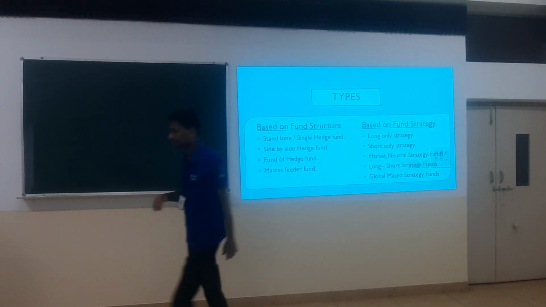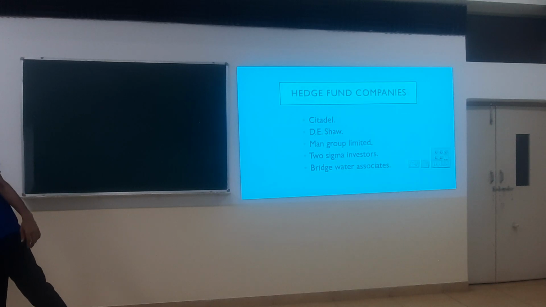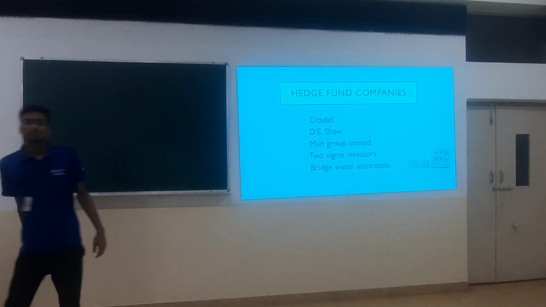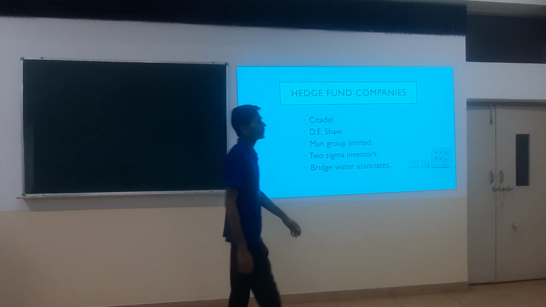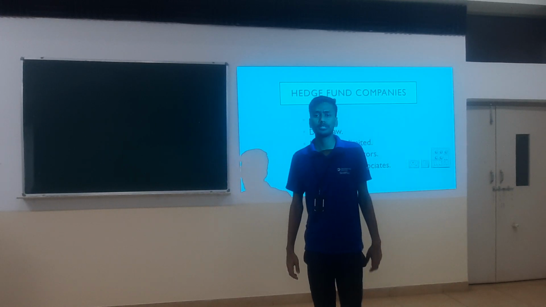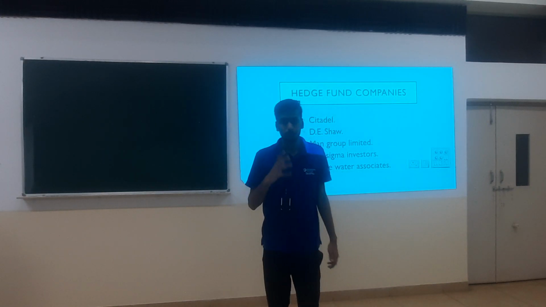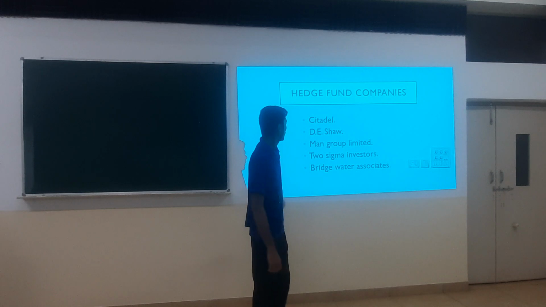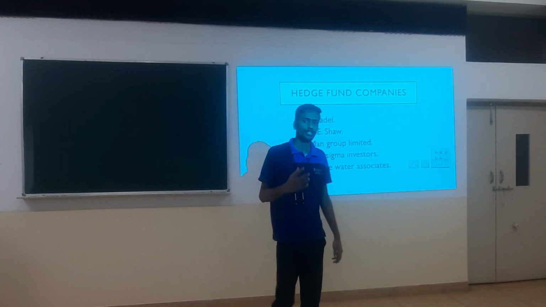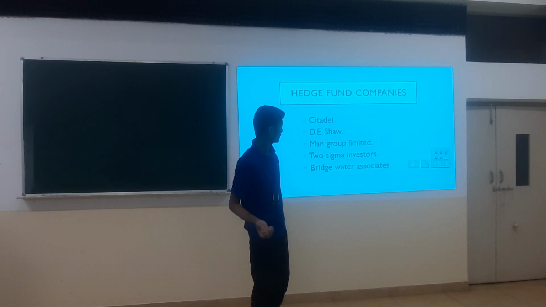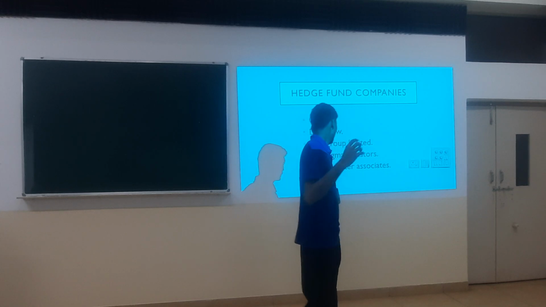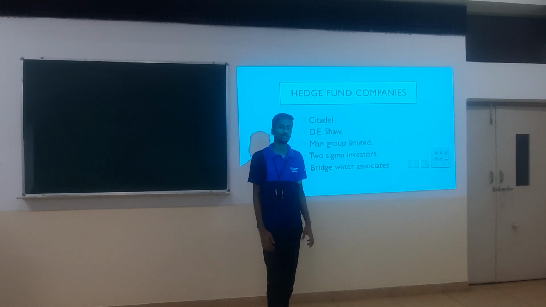Coming to the second one, the companies of hedge funds, friends. We have to see the different hedge fund companies. The first one is a category, the second one is D. E. Shaw, the third one is Man Group Limited, the fourth one is Two Sigma Investors, and the fifth one is Bridgewater Associates.